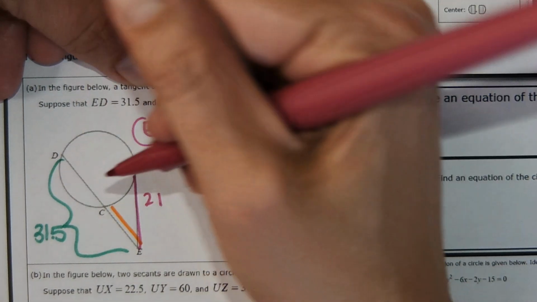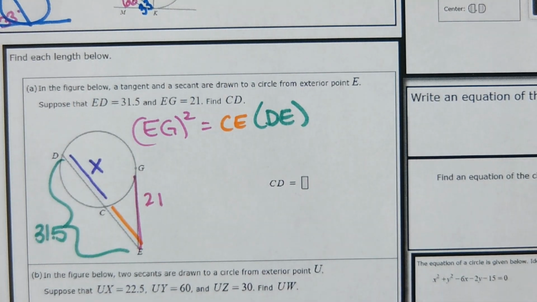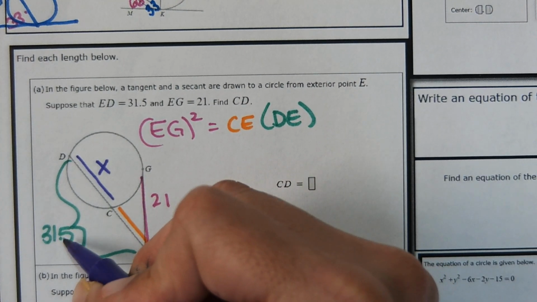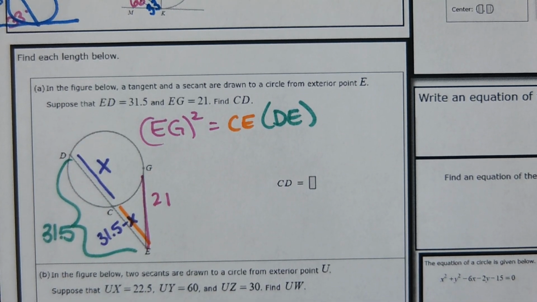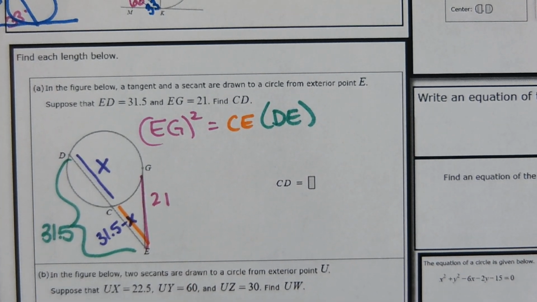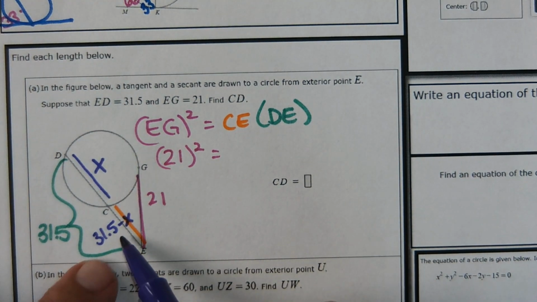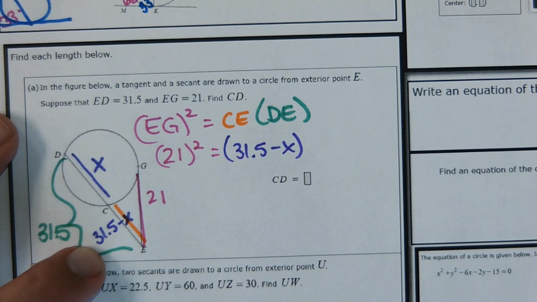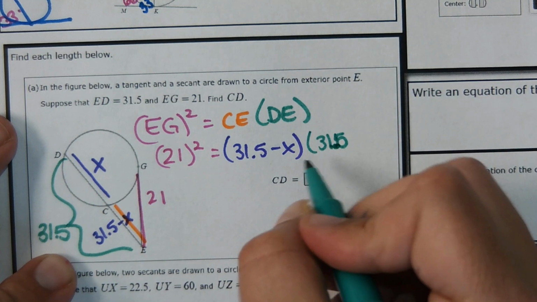So I'll use a different color. Okay. So we're finding CD, so this is X. Okay. But for the equation, we actually need CE right here. So CE would be 31.5 minus X. Okay. Then we plug the numbers in the equation. It'll be 21 squared equals CE is 31.5 minus X. And then we got 31.5. Oh, it says 31.5.